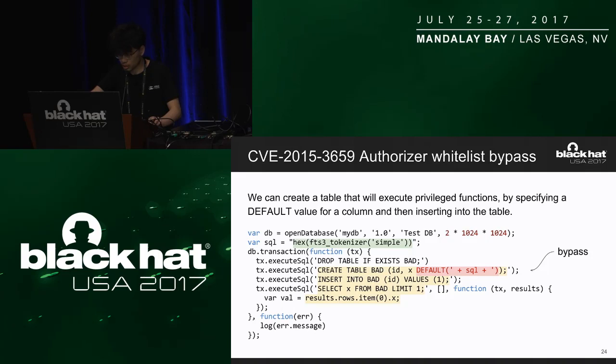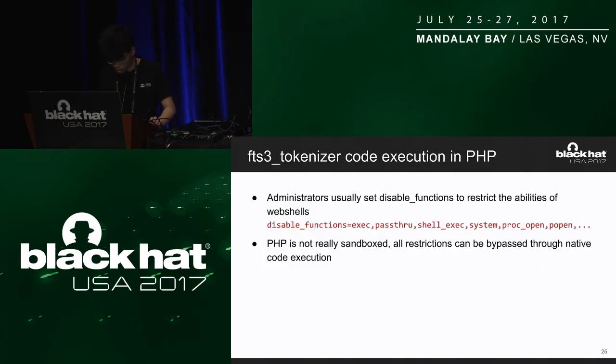Now we are going to discuss exploiting the bug in PHP. In many cases, if you have a web shell on some website, you may find the admin set disable_functions to restrict your ability for future pen testing. These disabled functions are restrictions in PHP. But if you have native code execution, then you are not in a real sandbox. You can get a shell by exploiting the bug in SQLite.